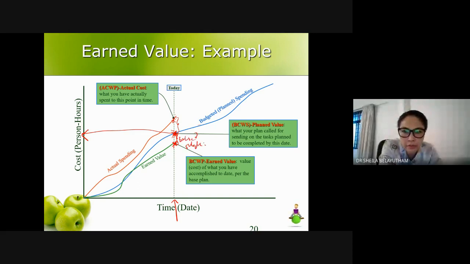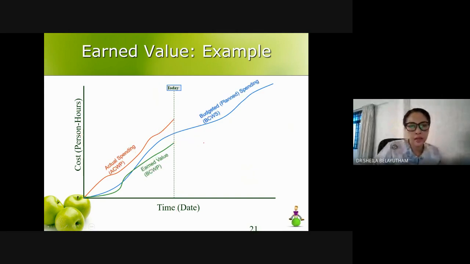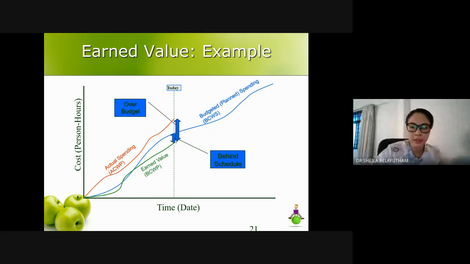Okay, good. So basically, for this topic, more or less that is what it is. So you can say that you are behind schedule because your planned value is as such, but your earned value, the value of the work that you have performed, is only worth that. Behind schedule, and it is over budget.